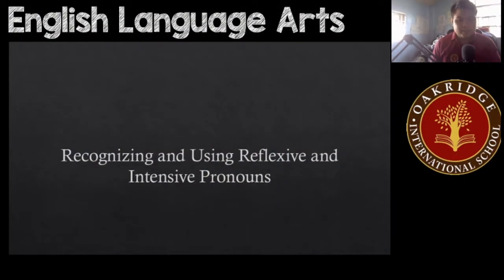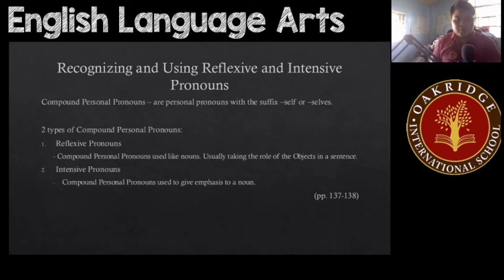Our topic today is about recognizing and using reflexive and intensive pronouns. To begin, let's try to understand what reflexive and intensive pronouns are. They are what you call compound personal pronouns. Compound personal pronouns, guys, are personal pronouns with the suffix -self or -selves.